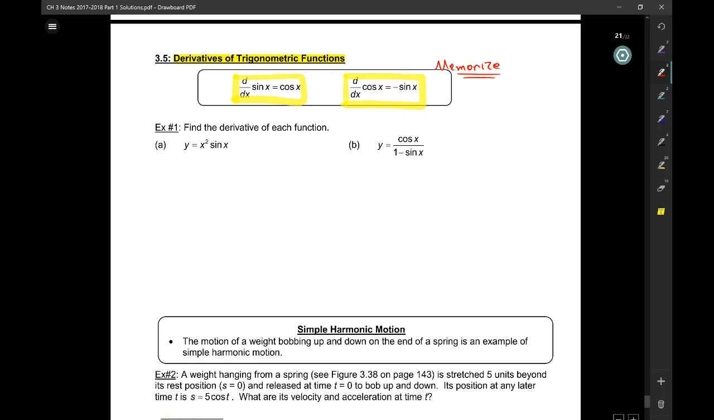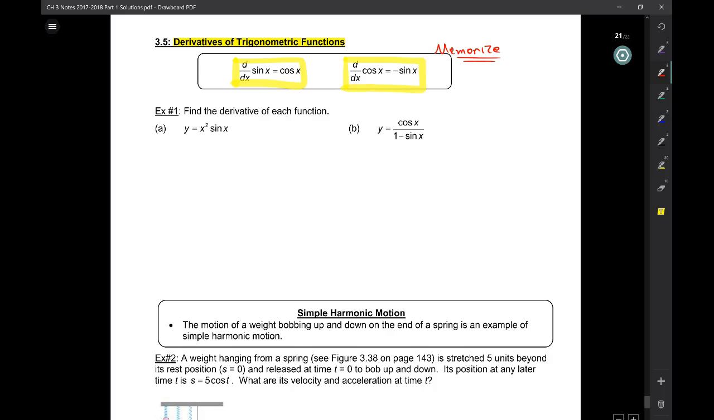All right. So take a look here. We have to find the derivative of this. What is our function? It's x squared times sine x. So look here. You have two different functions being multiplied by each other, right? So you have x squared and you have sine of x. And they're being multiplied by each other, so you have to use the product rule.